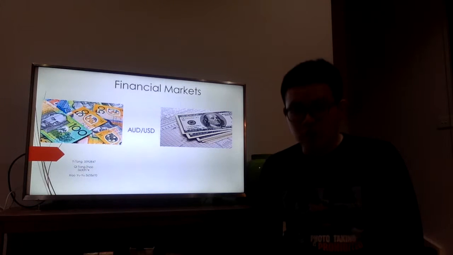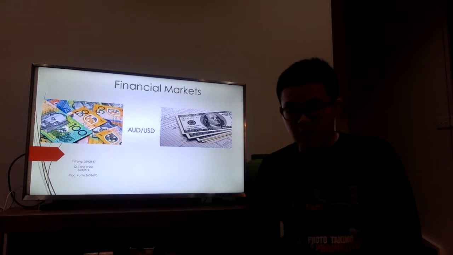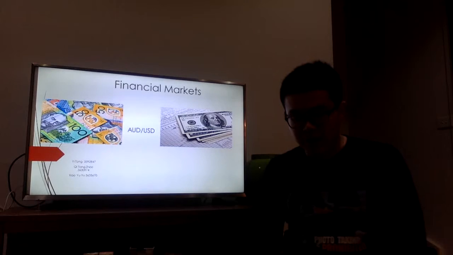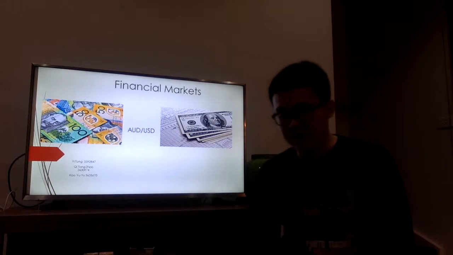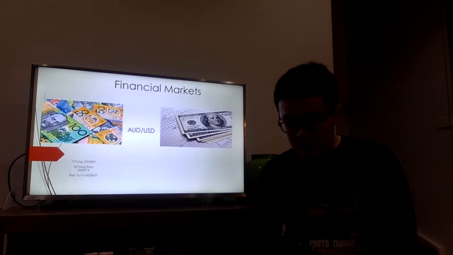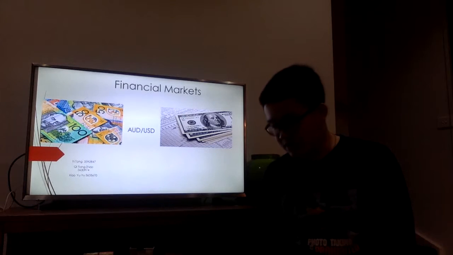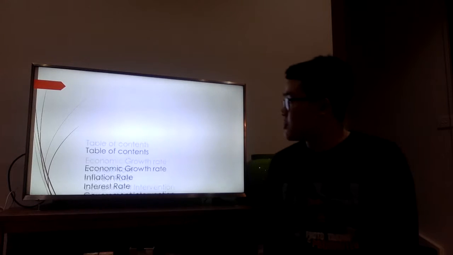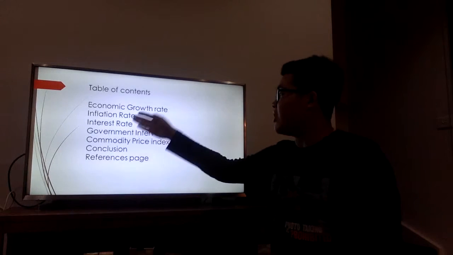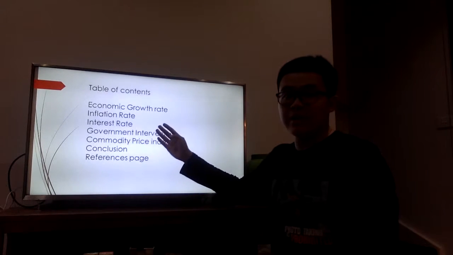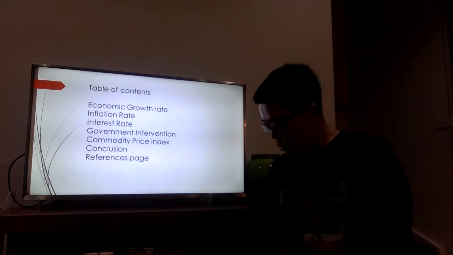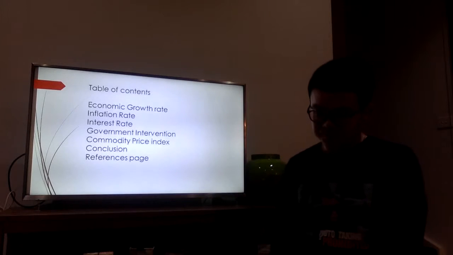The exchange rate is defined as the ratio of exchange between two countries. Usually, a country's currency is used as a benchmark in order to convert the amount of money into another country's currency. Today, we are going to talk about these things in the presentation: economic growth rate, inflation rate, interest rate, government intervention, commodity price index, conclusion, and the reference page will also be provided.